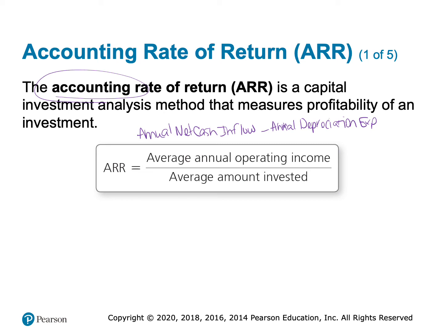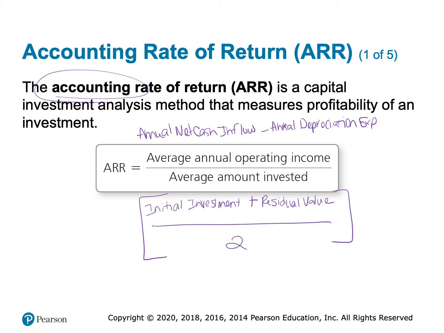Now, the denominator, the average amount invested, this is going to be that initial investment or the down payment plus the residual value or the salvage value. We use those two terms interchangeably. So the initial investment, the amount that we have to pay at the beginning at time 0, plus the amount that we expect to receive at the end, divided by 2. And that's how we get the average investment.